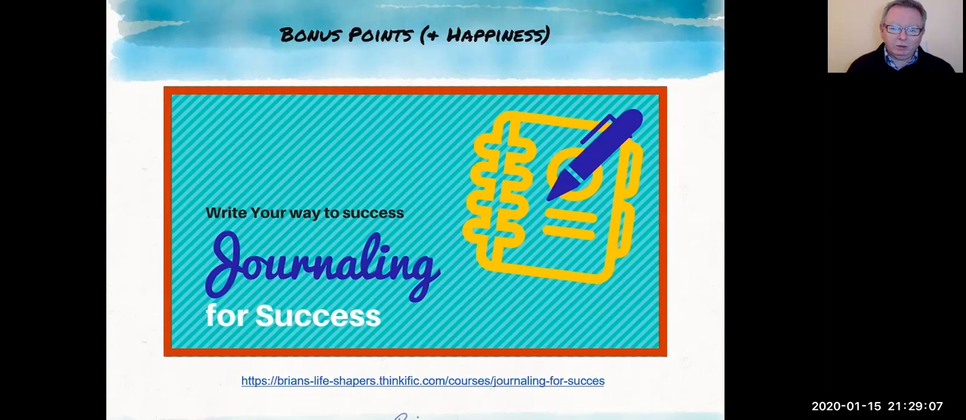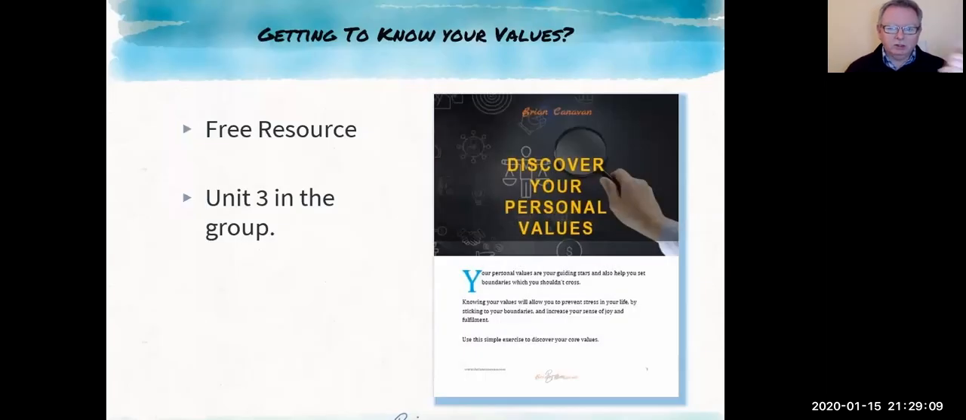Have a play with the worksheet that we just mentioned, the Discover Your Personal Values worksheet. It's a really good little resource to go through, and that exercise to go through and think, okay, what would I prioritise over the other? What comes top? What comes second, third, fourth, fifth, etc.